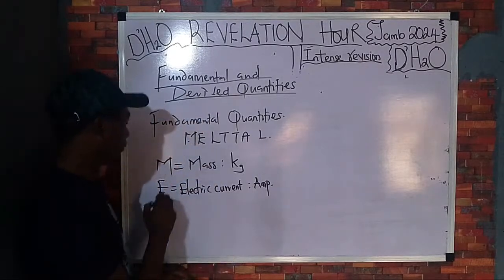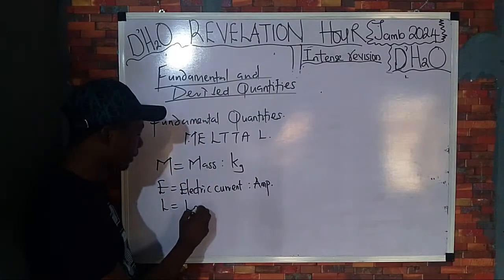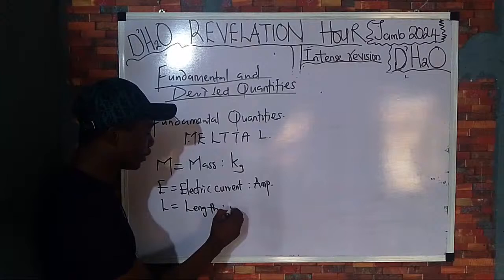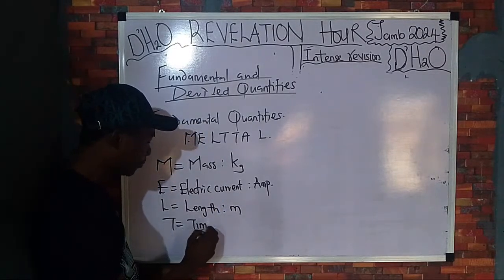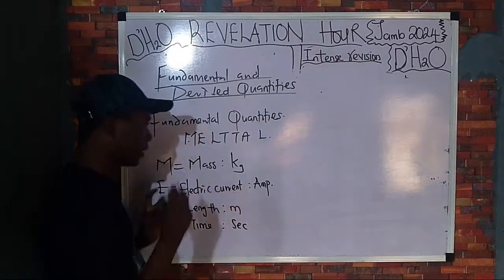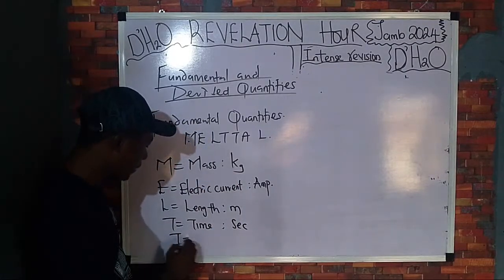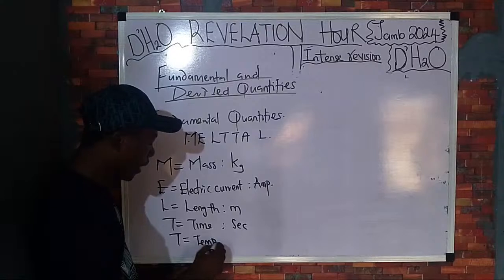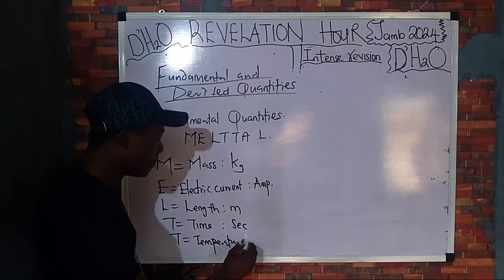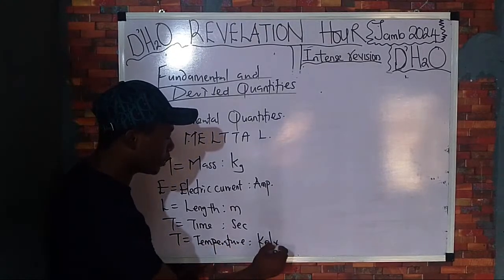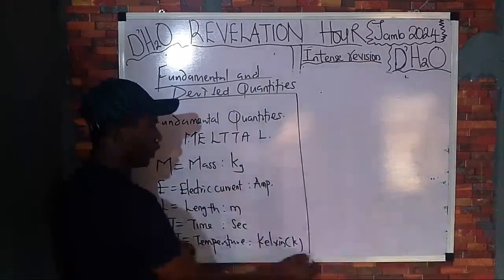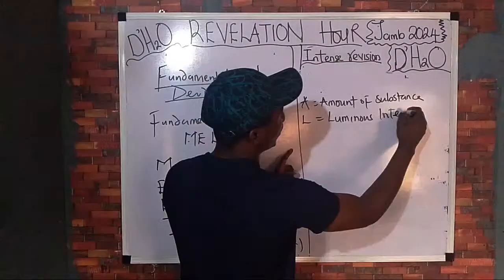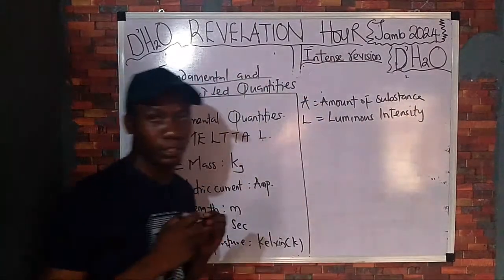What does the first L represent? It represents length, and length is measured in meter. The first T represents time, and time is measured in seconds. The other T represents temperature, and temperature is measured in Kelvin. Then what do you have for A? A represents the amount of substance.